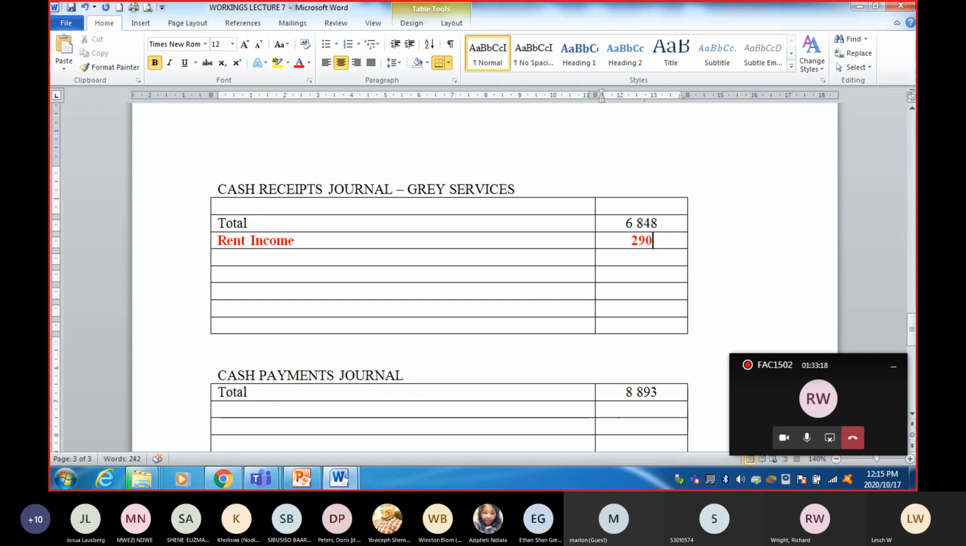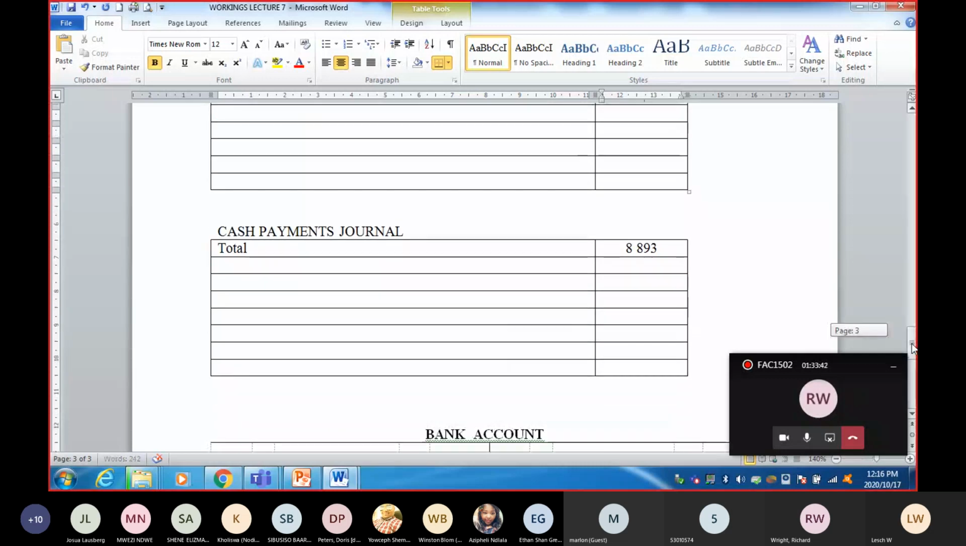So we have now accounted for all the items that appeared on our bank statement, and we compared that with our cash receipts journal. Our next step now is to take a look at our cash payments journal and compare our cash payments journal with the debit side of your bank statement.